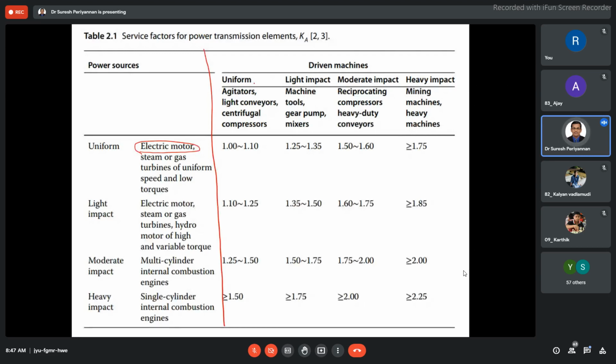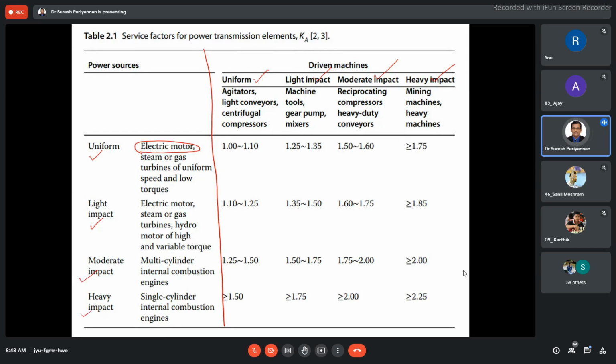Even the driven mechanisms are categorized into three methods: uniform transmission and light impact, moderate or medium impact, and heavy impact power transmission. Now here, the uniform electric motor is a power source. Steam or gas turbine, uniform speed and low torques, is also a power source. We are classifying uniform, light impact, moderate impact, and heavy impact.